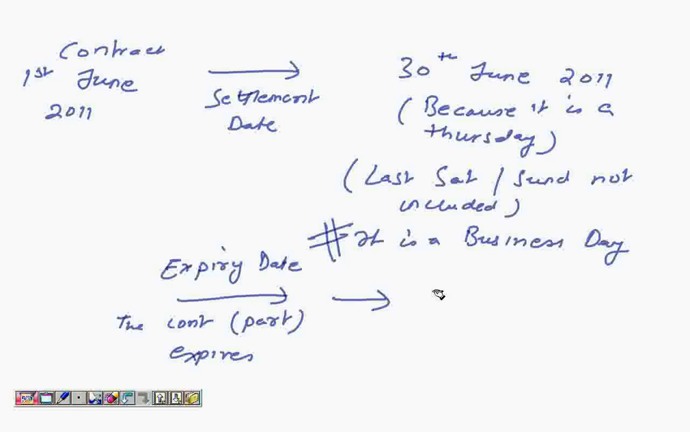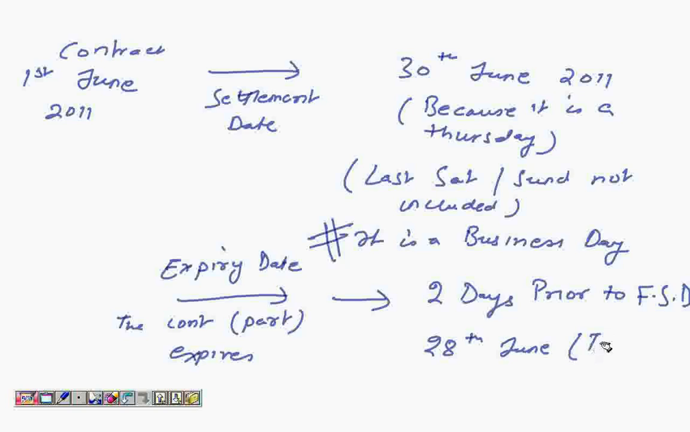So this contract will be 2 business days prior to the final settlement date. In our case, it will be a Tuesday, which is 28th June. If 28th June were a national holiday, then it would shift to 27th, one day prior to that. Again, it has to be a business day. That's another important clarification and notation. So I'm quite sure the students would have understood that.